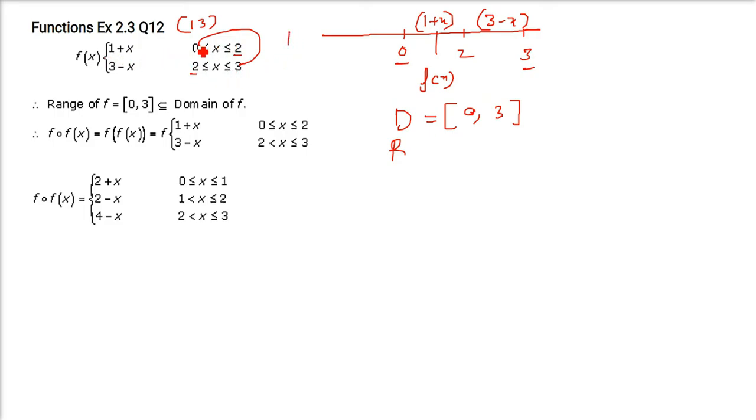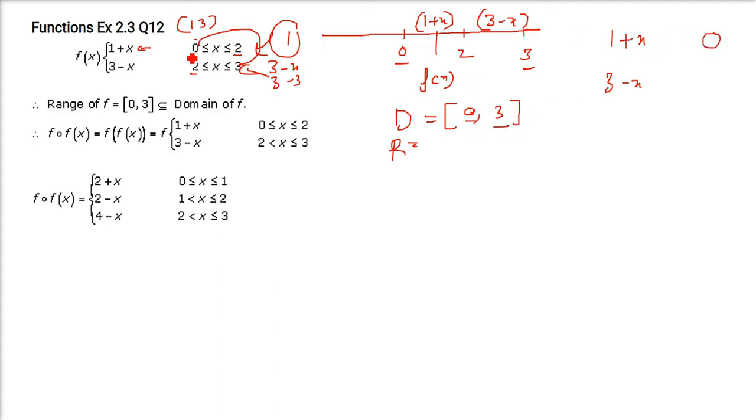So when we put 0, it is 1 plus x we are going to take, so it will be 1. And when we put 3 inside 3 minus x, it will be 0. Okay, let me tell you again. 1 plus x, 3 minus x, minimum value is 0, maximum value is 3.